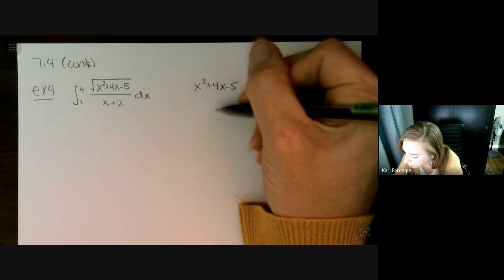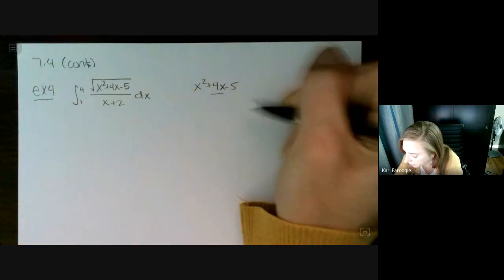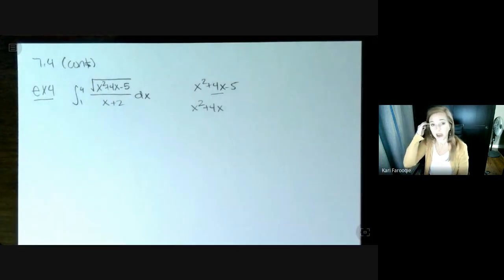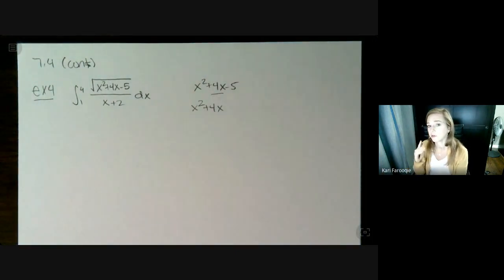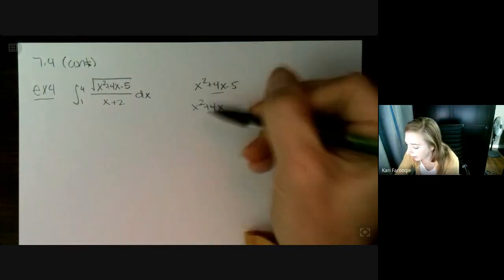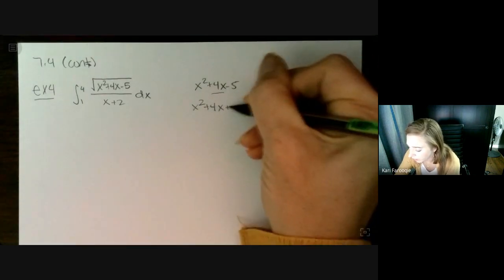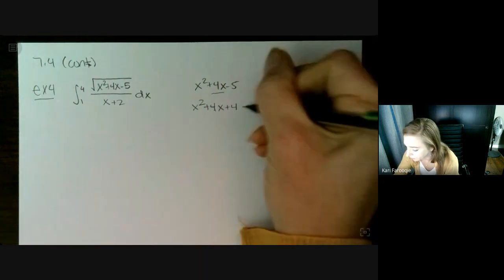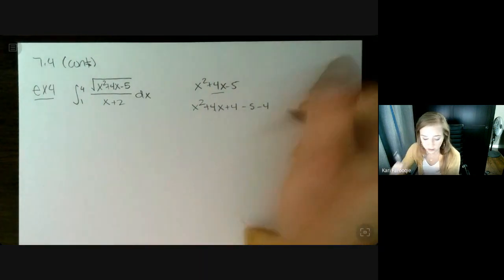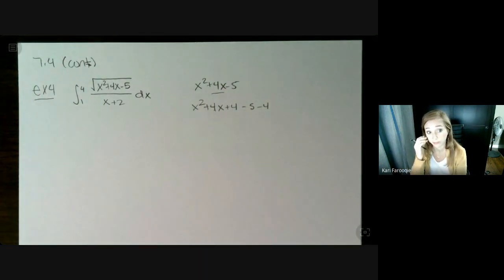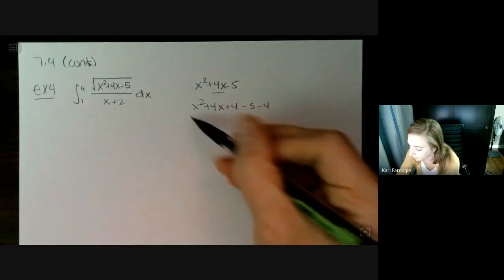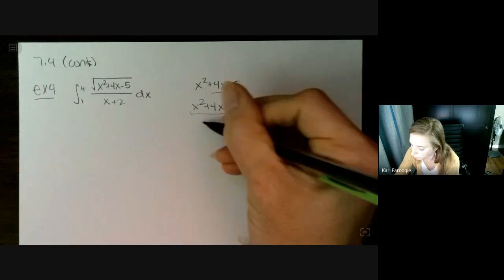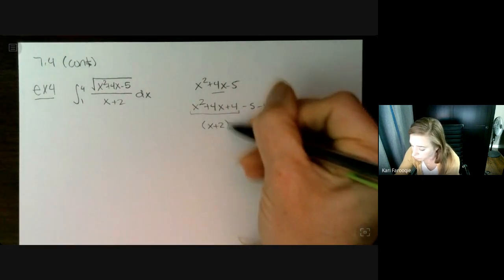Okay, so to complete the square here, I want to make sure that my constant term is half of the middle term's coefficient squared. So half of 4 is 2, square that and you get 4. Add that in to complete the square. Since you added it, we also have to subtract it. So here's your perfect square trinomial. And we'll rewrite that as x plus 2 quantity squared.